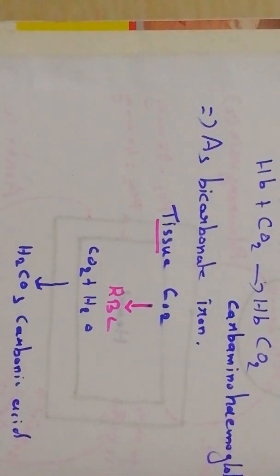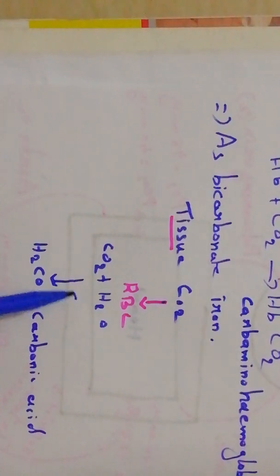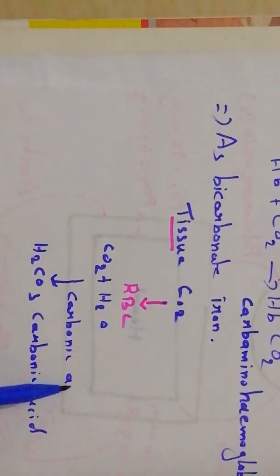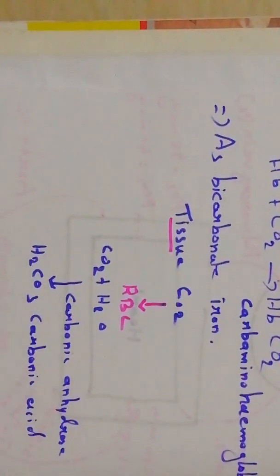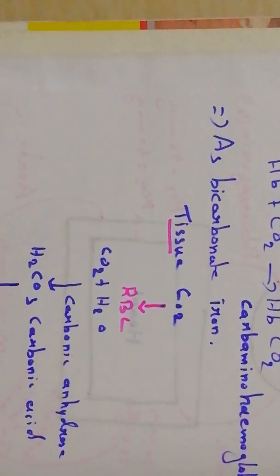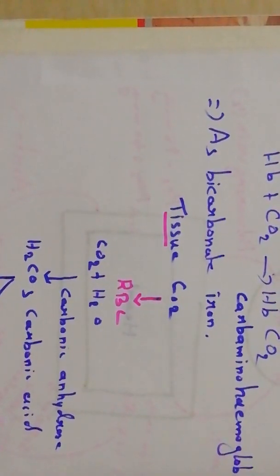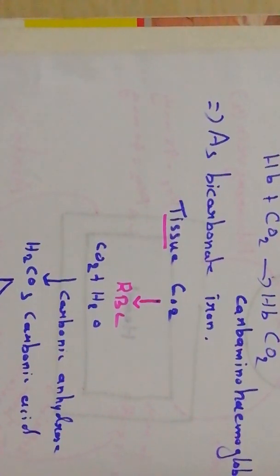Okay. Then with the help of the enzyme carbonic anhydrase, H2O plus CO2 is converted into carbonic acid. Then this carbonic acid is unstable, so immediately it dissociates into H plus ion as well as HCO3. This is known as bicarbonate. This is actually a reversible reaction.